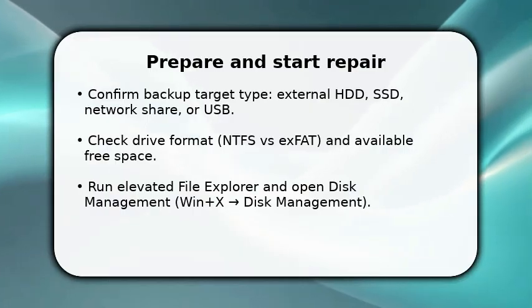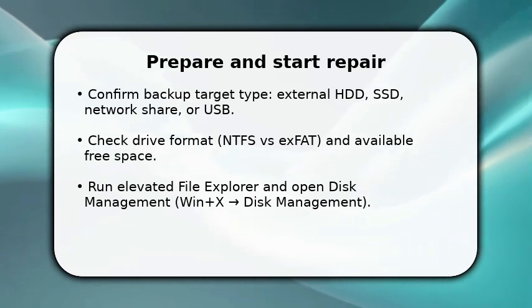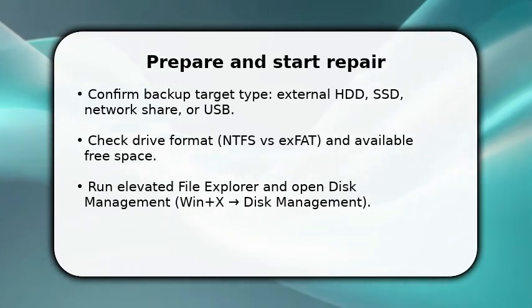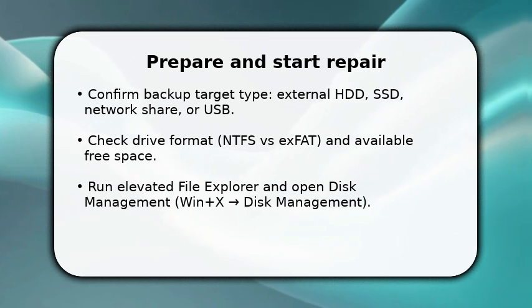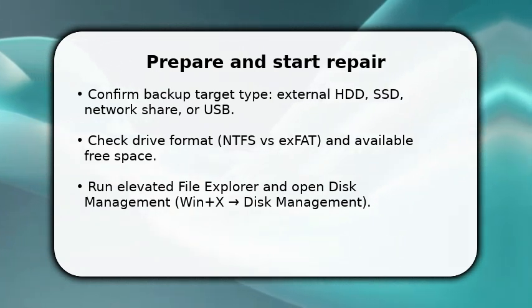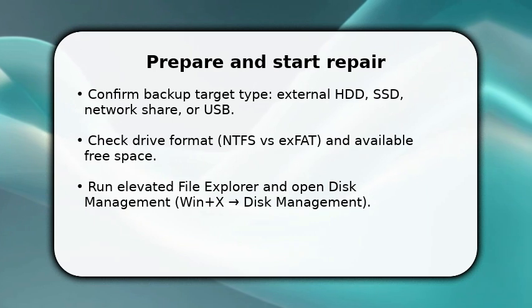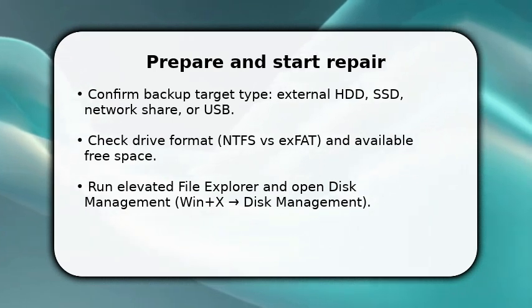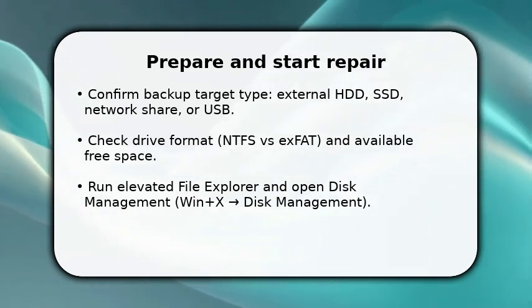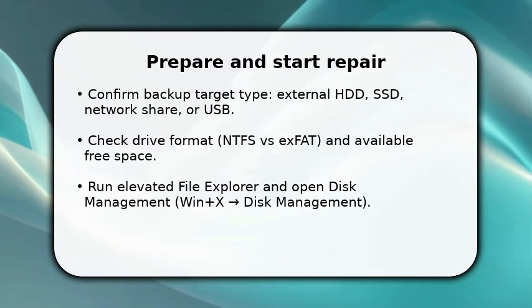You begin by verifying the drive type and why Windows rejects it, format incompatibility or permissions. Start Disk Management as an administrator and locate the target disk. Once visible, make sure its partition is healthy and has a drive letter assigned. If not, assign one immediately.